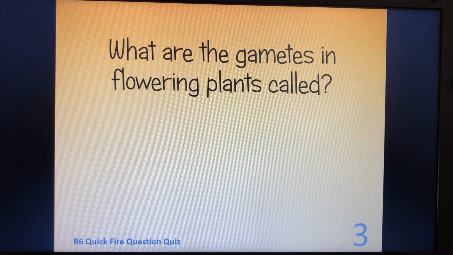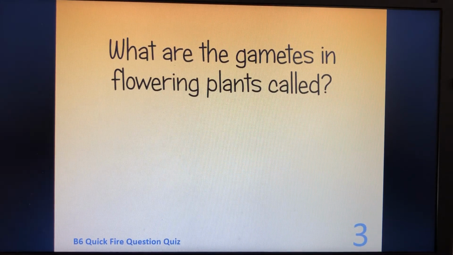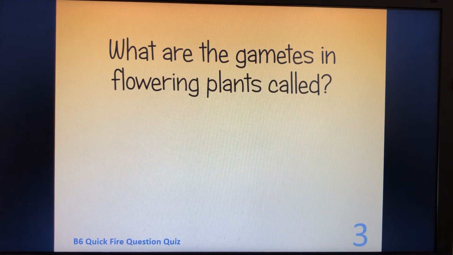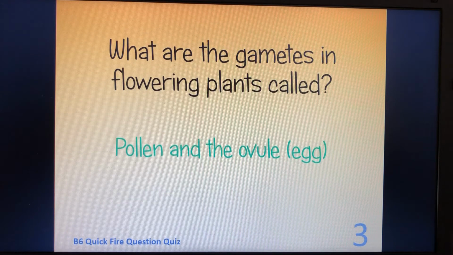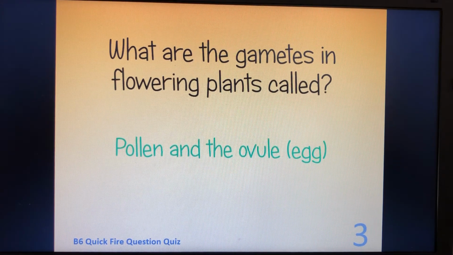Question 3. What are the gametes, so the sex cells, in flowering plants called? I have to think back to primary school when you did pollination. And the answer is pollen and the ovule. You can call it the egg, but ovule is a better word. And pollination is that reproduction there.